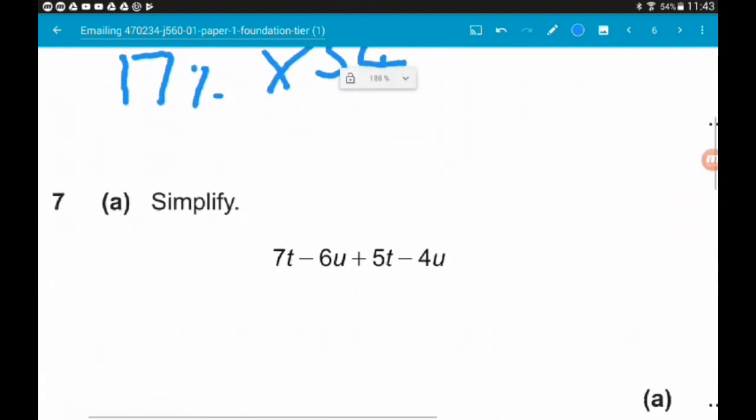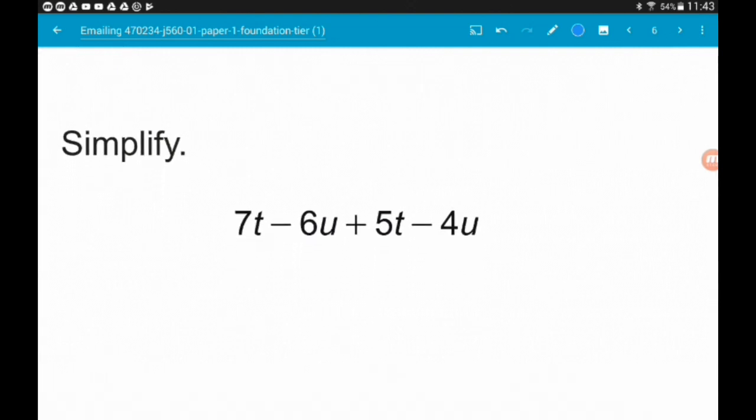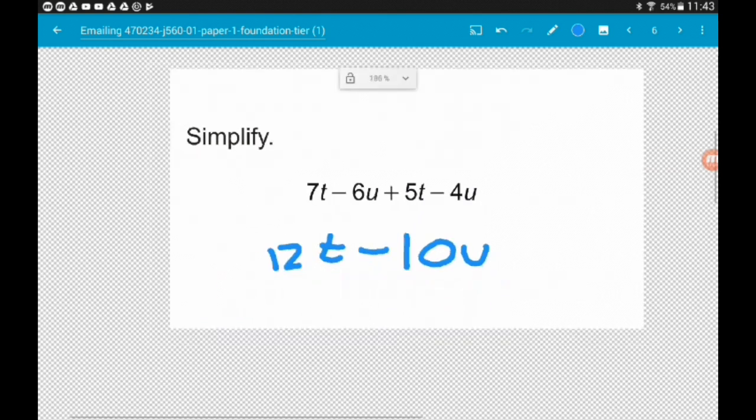Okay, question 7a wants us to simplify 7t minus 6u add 5t minus 4u. So to simplify means to write it in as few terms as possible. So combine the t's, combine the u's. So we've got 7t add 5t, that's going to give us 12t. Then we've got minus 6u minus 4u, so that's going to give us minus 10u. Good.